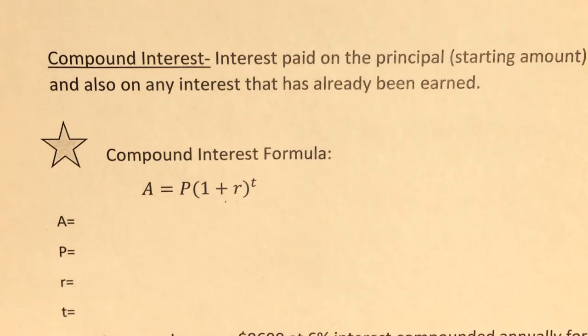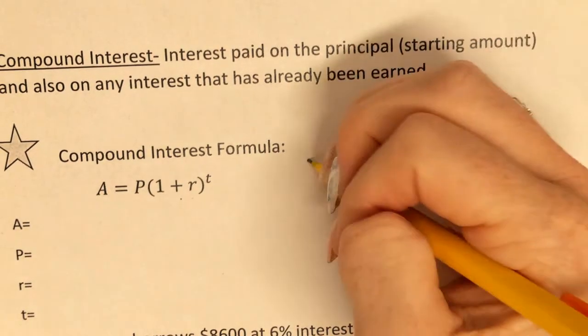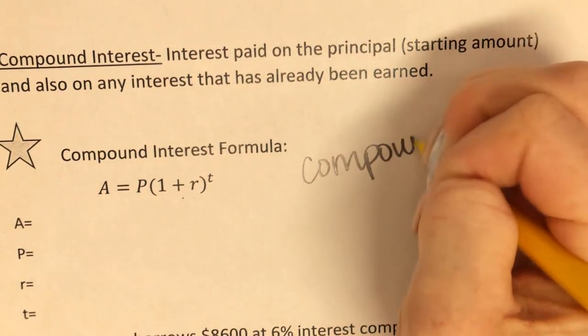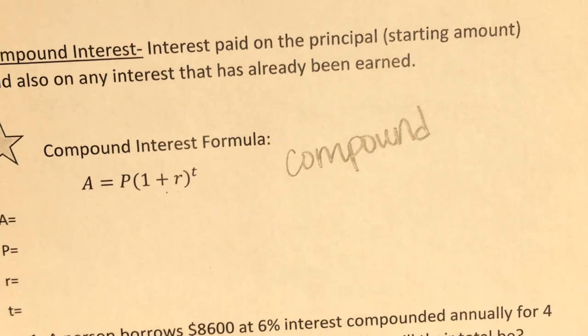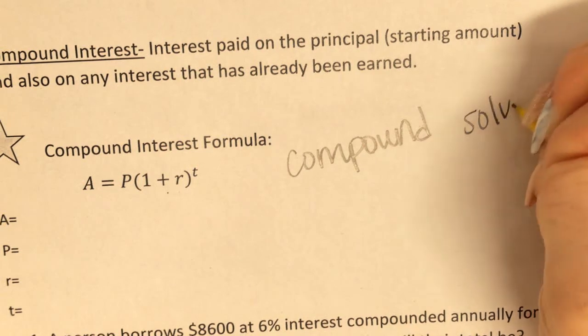Compound interest. We've already learned the formula. P stays the same. P is principal. R is rate. T is time. What is the difference between the compound formula and the simple formula? Compound, write this down, doesn't solve for the interest. Compound solves for what?